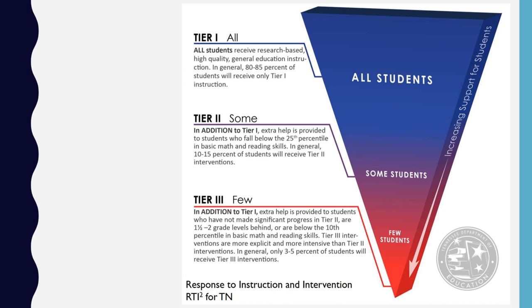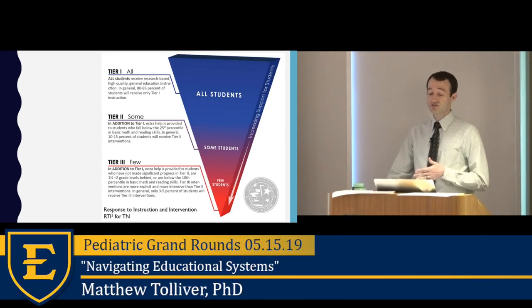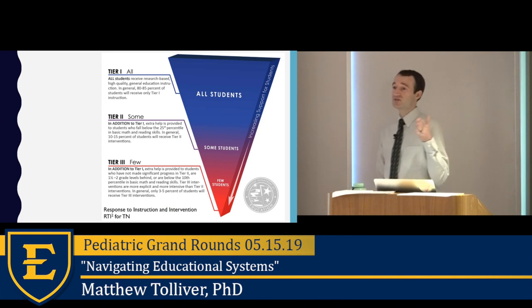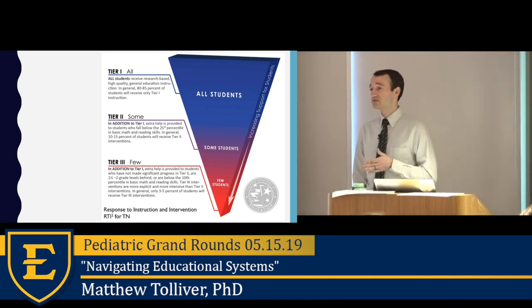And tier two means you get pulled out of your class for probably 30 extra minutes during the day, and you're gonna get in a small group some extra tutoring around reading or math. And that's gonna serve probably 10 to 15% of kids in a school. And the issue though is they're not gonna just do that automatically. They're making these data-based decisions. So they're gonna have four of these progress monitoring data points before they do any changes.